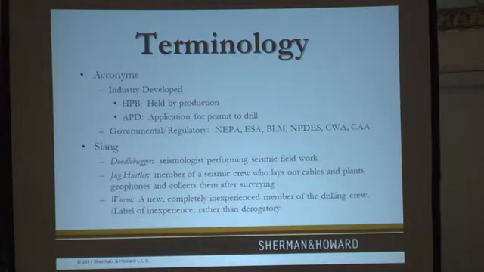There's also a lot of acronyms, and a lot of that is caused by governmental and regulatory involvement, the alphabet soup of the federal government, but some of it is industry developed. So HBP is a common term, held by production. That's when the lease carries over into the secondary term because they actually achieve production out of the land. And APD is an application for permit to drill. Those are just a couple of examples.